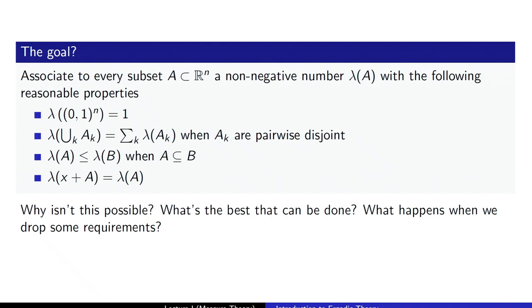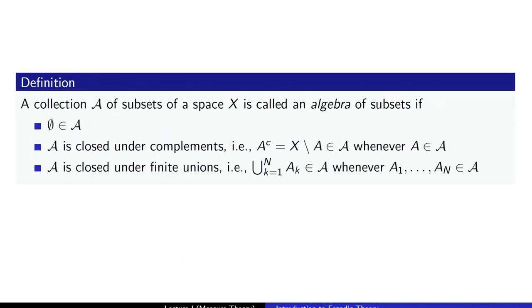In actual fact, we would like to do this for every subset of Rn. It's not actually possible if we want all of this. What's the best that can be done? And then what happens if we drop some of the requirements I've listed here? Maybe we don't care about translation invariance. Maybe we don't care about some of the other things. And this is measure theory. So we get serious.